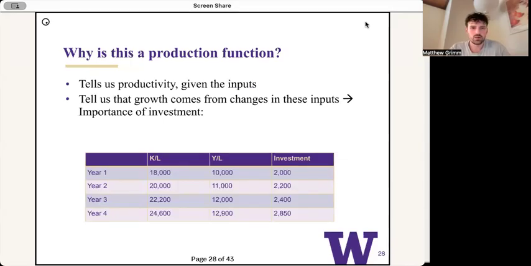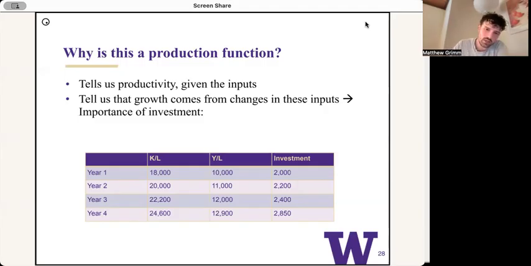Very nice. So why is this a production function? Well, it tells us productivity, the GDP per capita in our example, given the inputs. So it tells us that growth comes from change in these inputs, which tells us where we should invest if we're an economy.